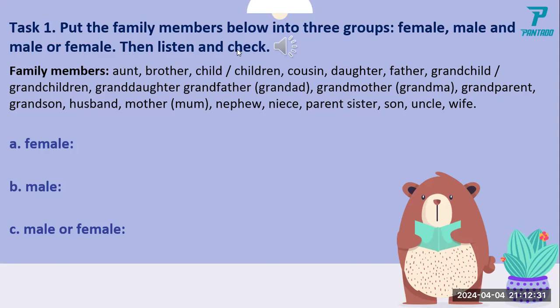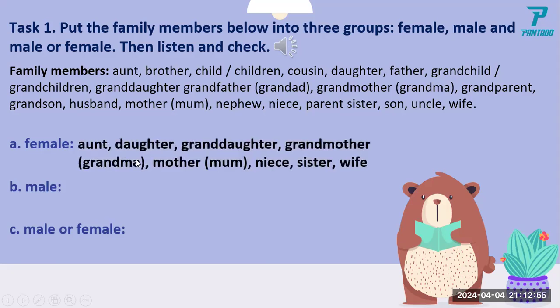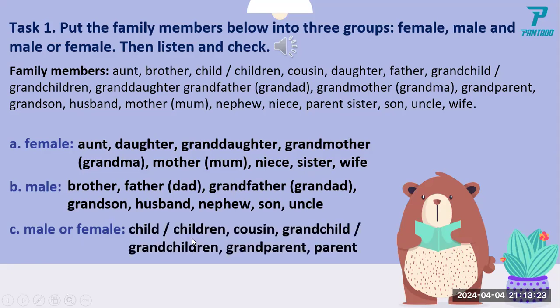Can you give me the female ones, please? Aunt, daughter, grandma, niece, and wife. Okay: aunt, daughter, granddaughter, grandma, mother, niece, sister, wife. How about male? Brother, dad, granddad, and son. So all boys: brother, father, granddad, grandson, husband, nephew, and son. How about male or female? Children, parent, cousin. Okay: children, cousin, grandchild, grandchildren, grandparent.